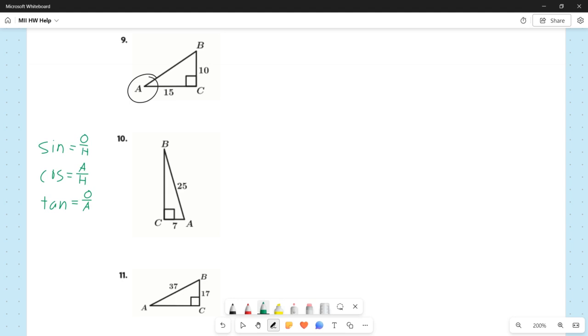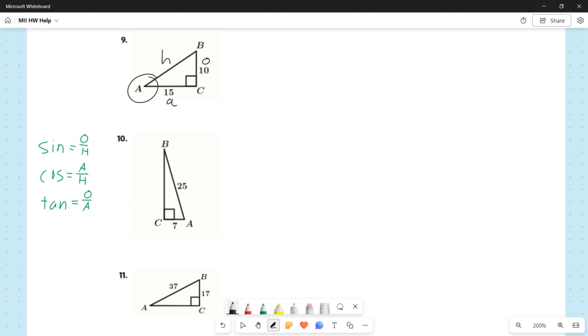So with question number 9, I think it's going to be helpful to label this triangle in terms of angle A. To reduce confusion, I'm going to use lowercase letters for the A and the H. Our hypotenuse is always across from the right angle, so that is my hypotenuse in this case. I don't know it. Because we want the measure of angle A, the leg that is opposite angle A is the 10, so I'll label that with O. And the leg that is adjacent to angle A is the 15, so I'll label that as A.